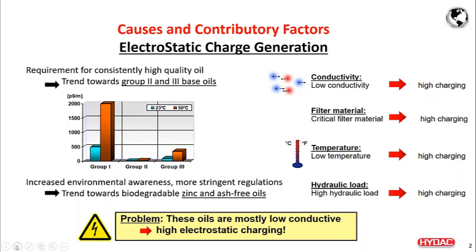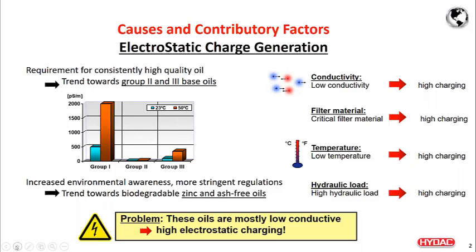As you see in the graph on the left side, group 2 and group 3 oils exhibit very low conductivity at room temperature as well as at the normal operating temperature, which is 50 degrees C, as opposed to group 1 oil, which is at room temperature around 500 picosiemens per meter, and at the normal working temperature about 2000 picosiemens per meter. So that is very high compared to group 2 and group 3 oils.